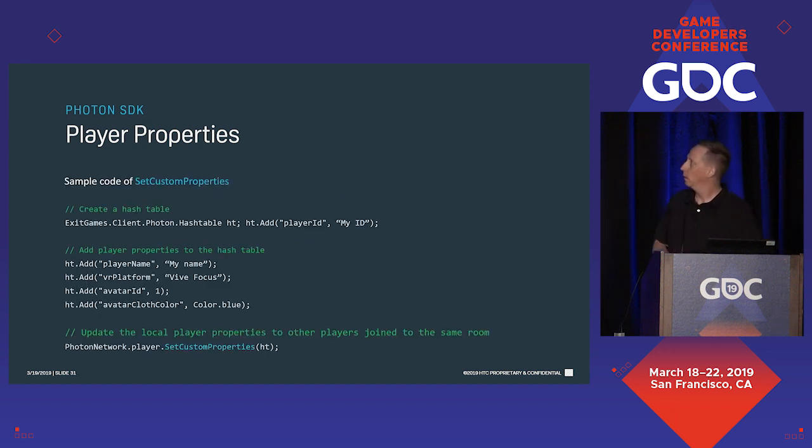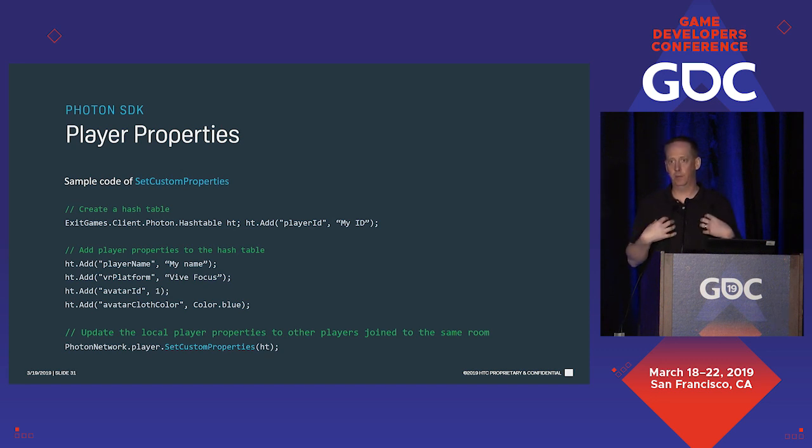Okay. So you'll see the set custom properties, that's the call. The very top one, ExitGames.Client.Photon, is really just setting the hash table. Underneath, you just list all the properties you want. So it's hashtable add, and you just list them all down. And then the last one, you call to set the custom properties, and that's it. And you're able to retain it.